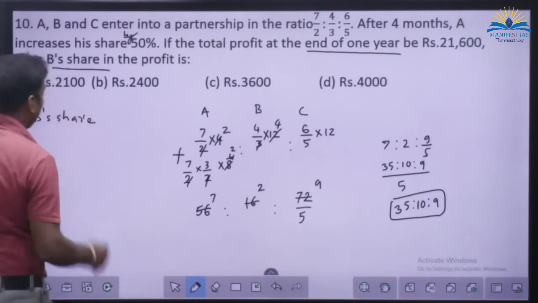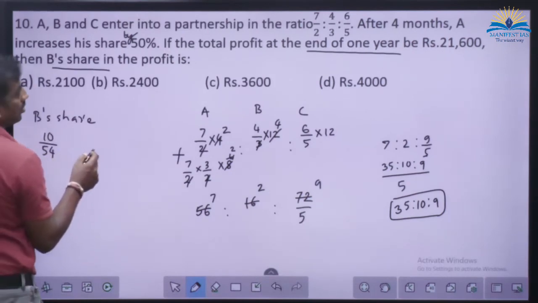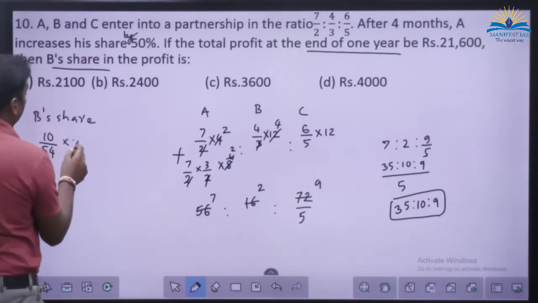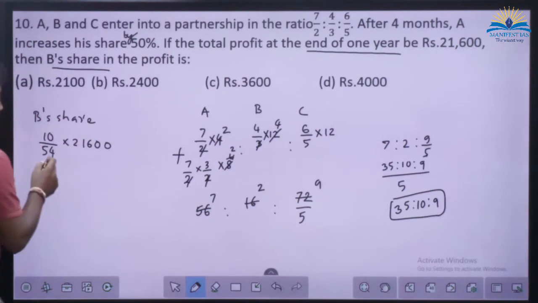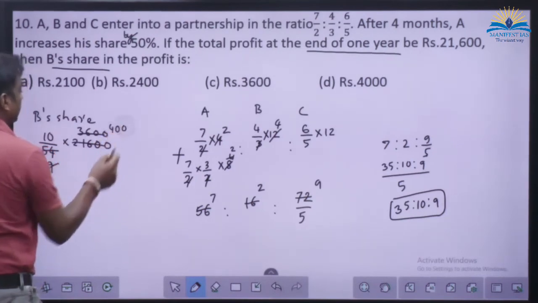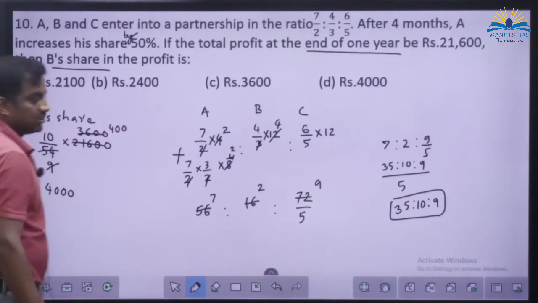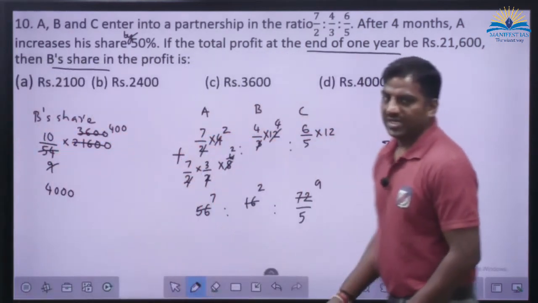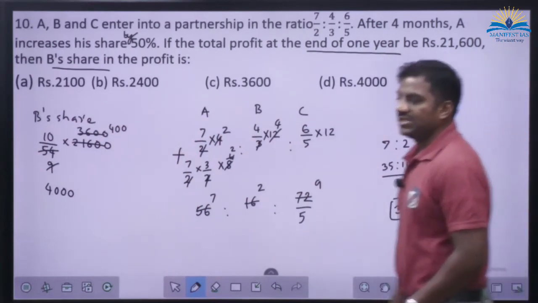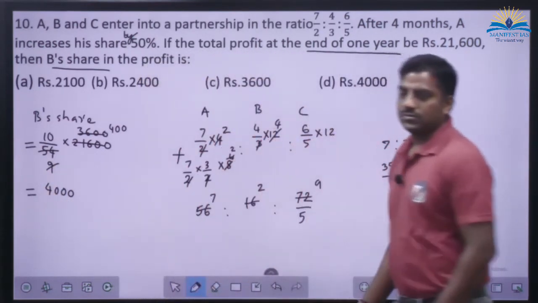B's share is 10 out of 54 into the total profit. Okay, fine. 6 nines are 54, 6 threes are 18, 6 sixes are 36. Then 9 ones are 9, 9 400s are 3,600. 10 into 400 is 4,000. Yes. B's share is equal to 4,000 rupees. Yes.